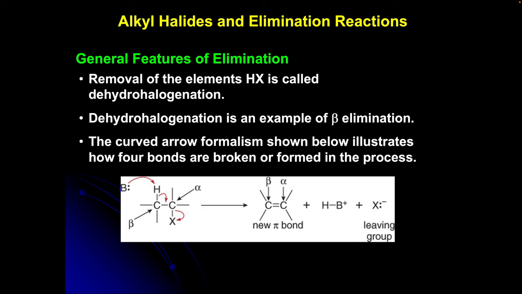This is called a beta elimination reaction. Why beta? Because the carbon that bears the halogen is always called the alpha carbon, by definition, and any carbon that's attached to it is the beta carbon. So we're removing the hydrogen from only the beta carbon. That's why we call it beta elimination. So we are eliminating HX to form a carbon-carbon double bond.